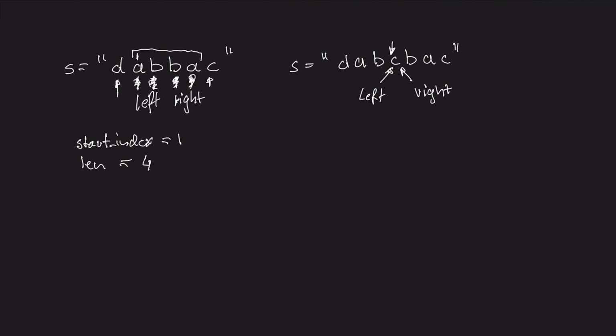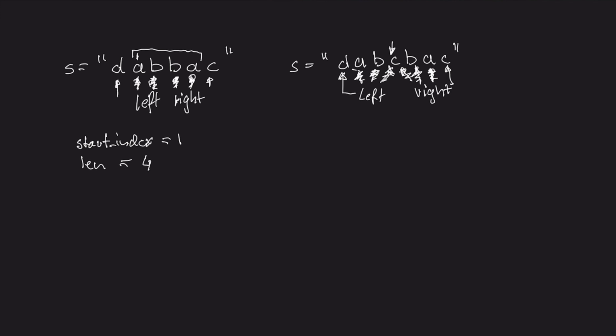So left would be pointing to B, right would be pointing to the second B. And again, we would compare, they are the same. So left would be pointing now to A, right would be pointing to the second A. And again, they are the same. So we would move them. So the left points to D and the right would point to C. And the characters are now different.